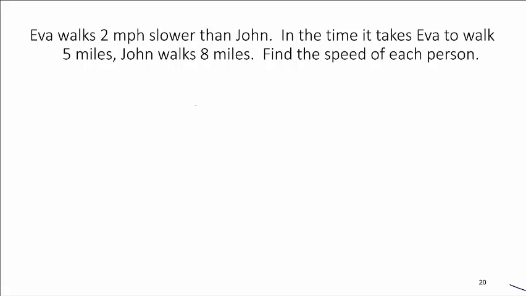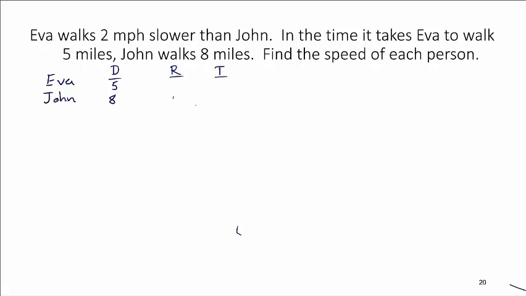All right. Now, one of the things that I recommend with this type of problem is to set up a little table. You don't have to, but I think it can be helpful. So we've got Eva and John, right? And we're given some information about the distance they walk, rate, one in terms of the other, and also about time. So we know that Eva walks 5 miles in the same time it takes John to walk 8 miles. And Eva walks slower than John by 2 miles per hour. Okay, so we're supposed to find the speed of each person.